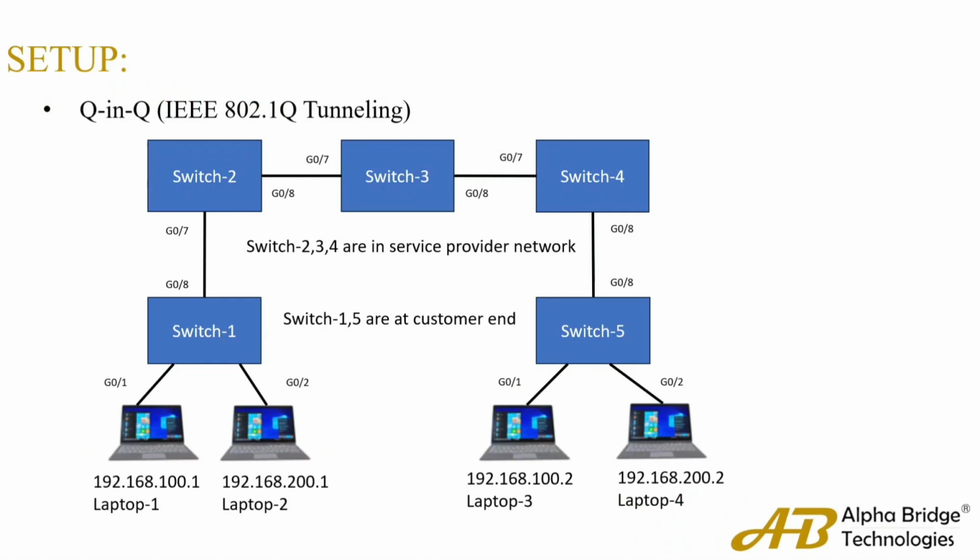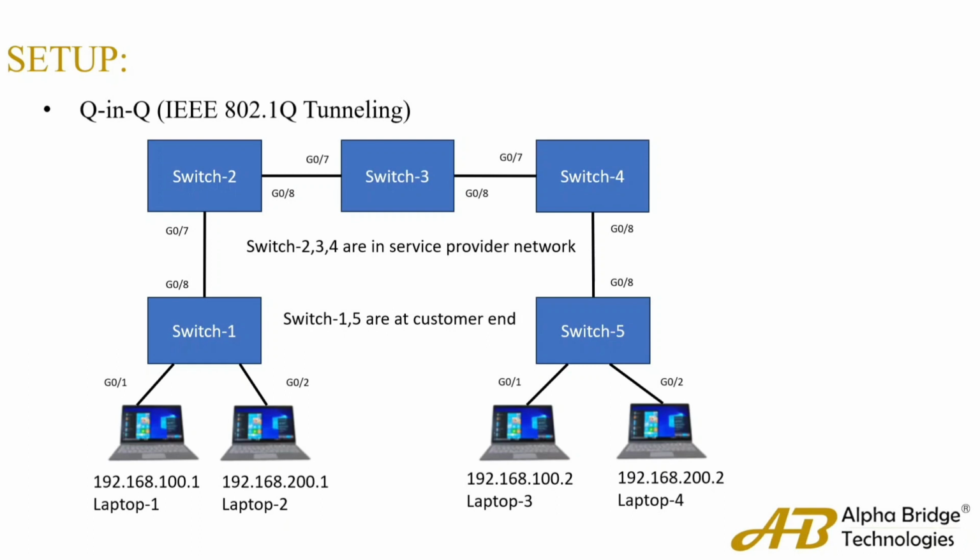Q in Q is also known as IEEE 802.1Q tunneling. It is a networking technology used in Ethernet networks to support VLAN stacking. This involves encapsulating the VLAN tag frame within another VLAN tag frame so that it allows multiple VLANs to be transported over a single link between two devices.